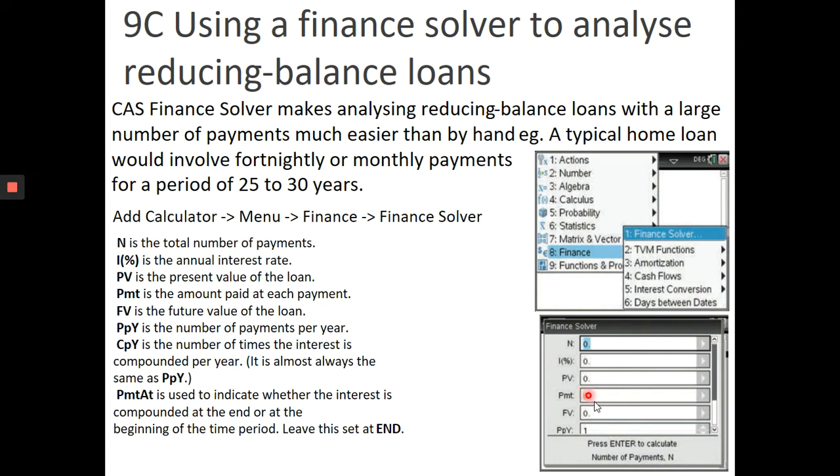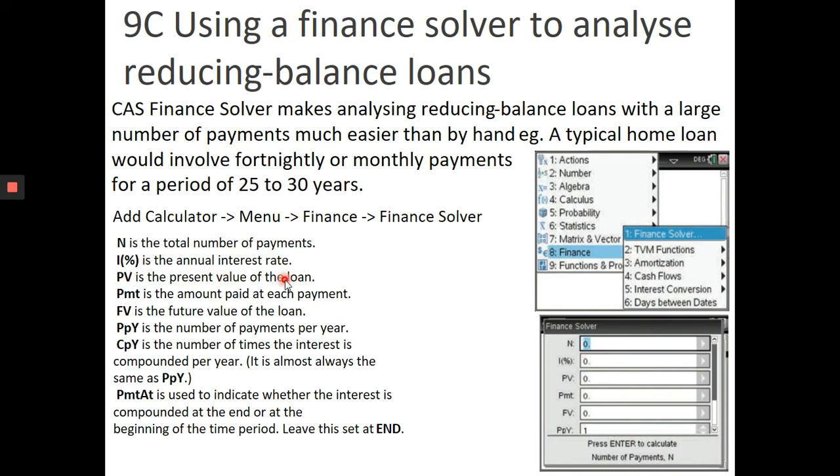Now you can see you've got a few things there. So N is the total number of payments. So often the payments will be monthly. So if you've got something monthly for 20 years, N's going to be 20 times 12. Interest rate, pretty obvious. And we don't have to worry about monthly or quarterly or all this sort of stuff because it handles this for us.